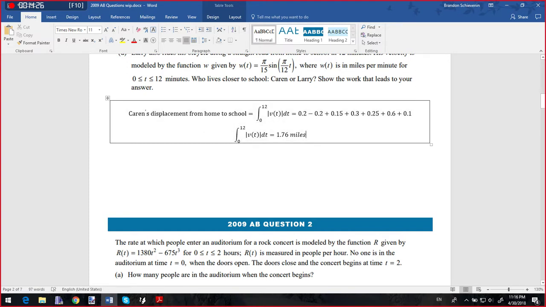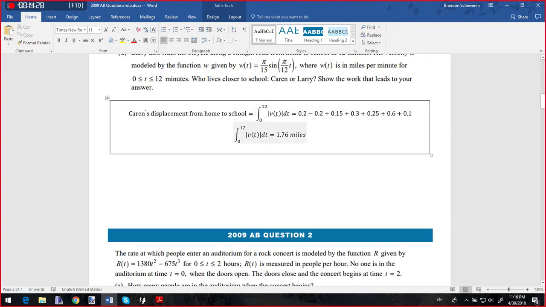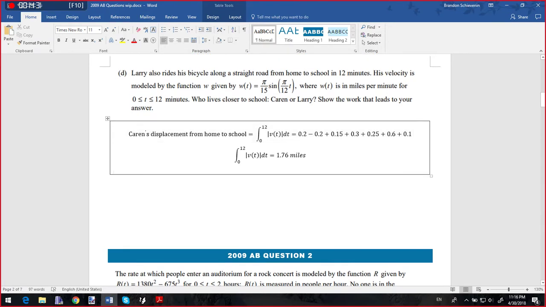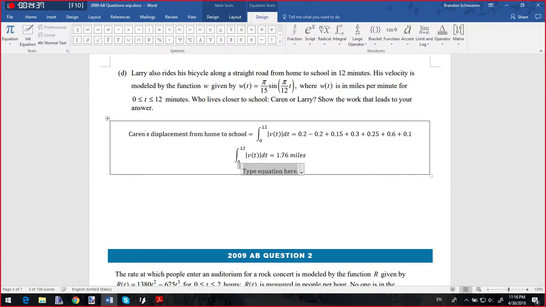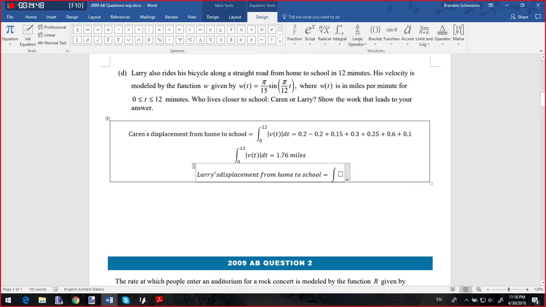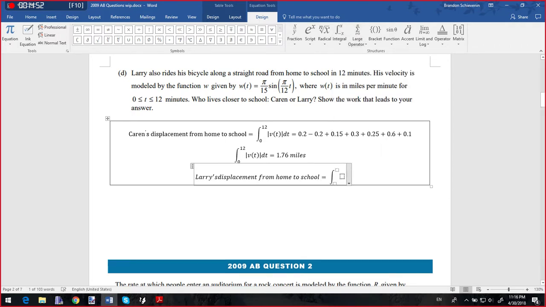Okay, and then I need to do the same thing for Larry. So Larry's a little bit more straightforward. I could say Larry's displacement from home to school would be equal to the integral. Oops. I need bounds. Okay, it would be equal to the integral from 0 to 12 of w of t.